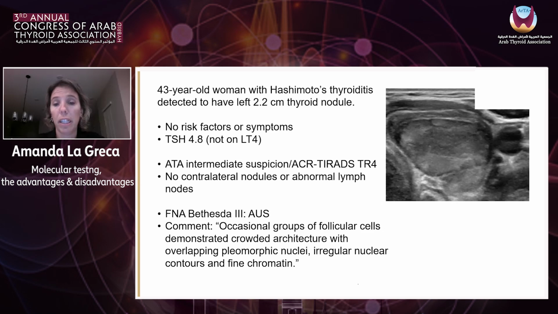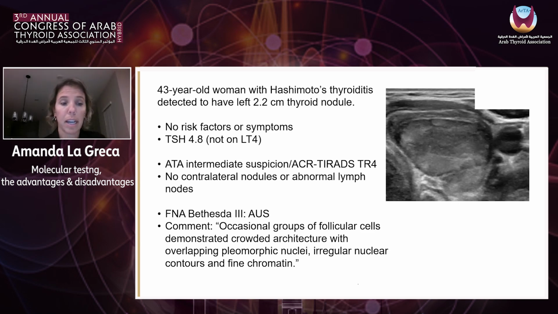When reading the ultrasound, this had an American Thyroid Association intermediate suspicion, which is around 20% risk of malignancy, and an ACR TIRADS score of T4. On the other images, there were no contralateral nodules or abnormal lymph nodes found. And on the cytology, after the biopsy, this was read as Bethesda 3 or atypical cells of undetermined significance.